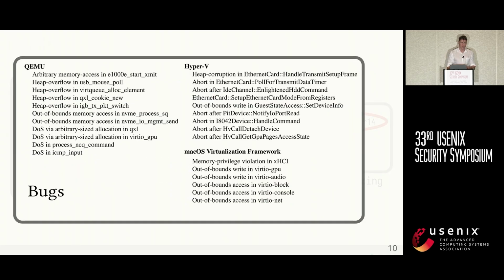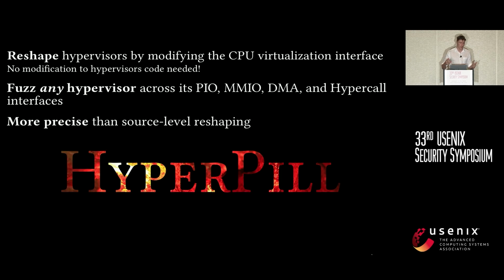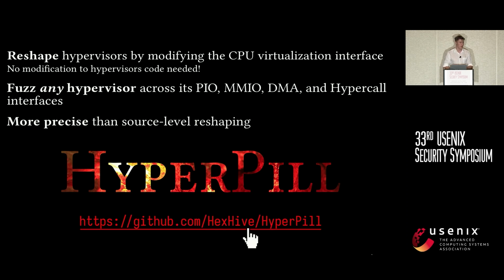Overall, HyperPill found 26 bugs across all three hypervisors, and they range from things that could result in denial of service to memory corruptions. With HyperPill, we can reshape hypervisors and fuzz them by using the CPU virtualization interface. And that allows us to fuzz any hypervisor in a particular architecture across all major input surfaces. And it's more precise than source-level reshaping. And with that, I'm happy to answer your questions.